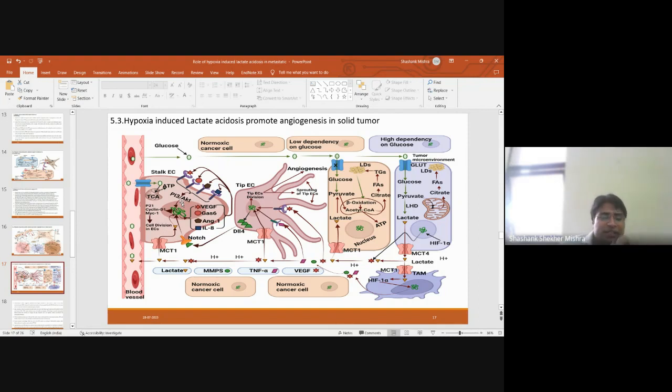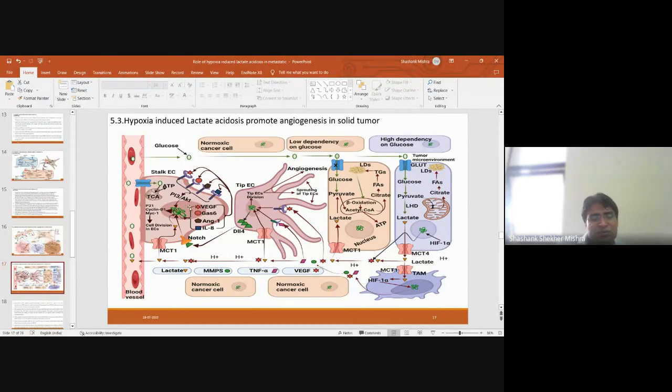This is how lactate initiates cell division in the endothelial cells, or how lactate promotes angiogenesis in the solid tumor. So it has a very important role.